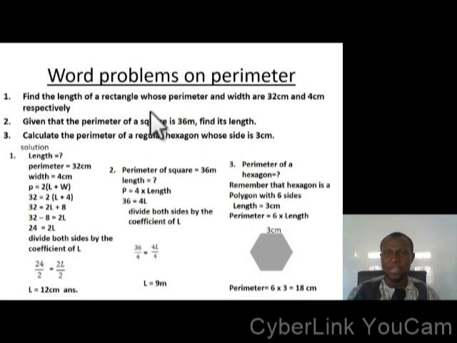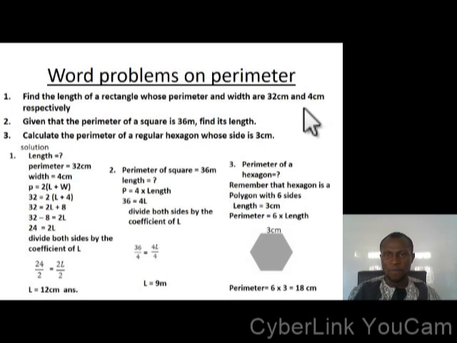Find the length of a rectangle whose perimeter and width are 32 centimeters and 4 centimeters respectively. That means we are looking for the length, and the perimeter is given as 32 centimeters and the width is given as 4 centimeters. When you have this kind of expression, "respectively", it means that for the first quantity we have the first value, and for the second quantity we have the second value, as you can see from here.